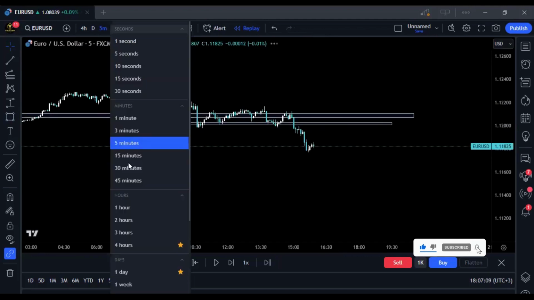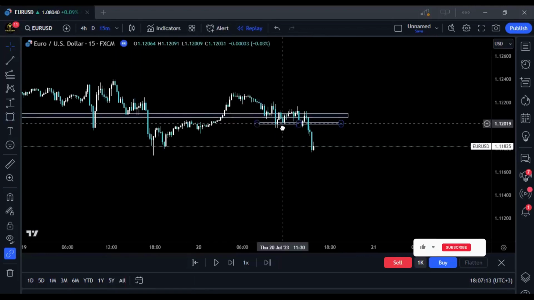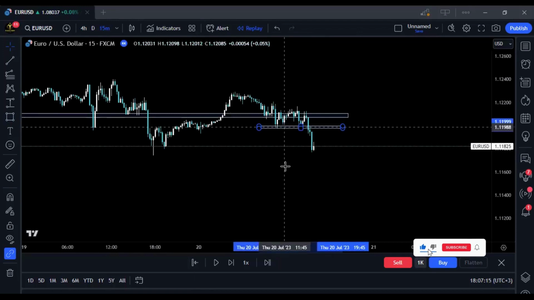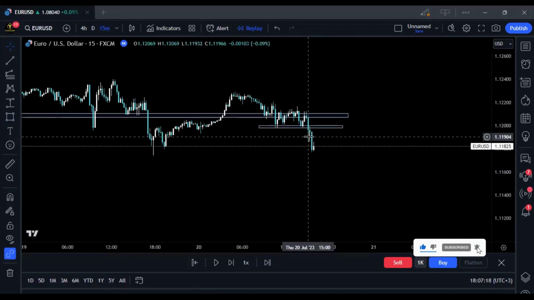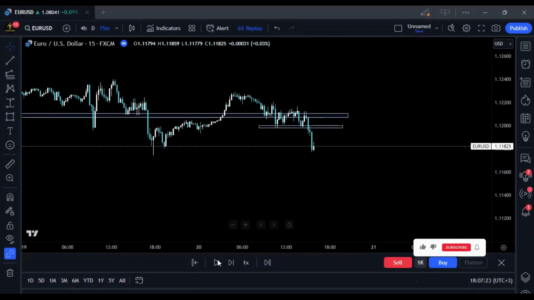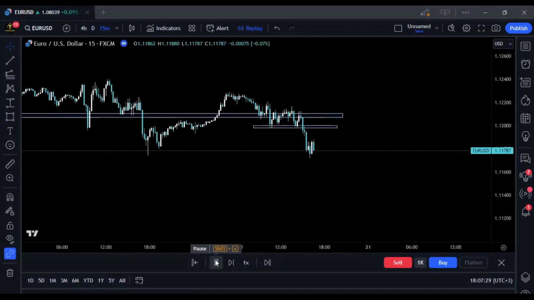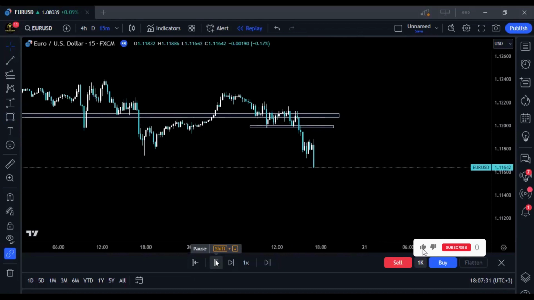That's the 5. Maybe on the 15. Okay, so we didn't even have a retest here. So maybe if we get a retest here, then I may consider taking the trade. But before that, that would have been an impulsive entry. Okay, so we're looking at some kind of retest.